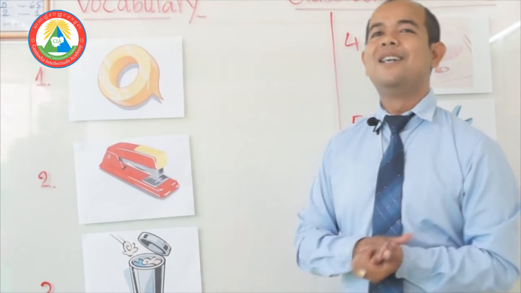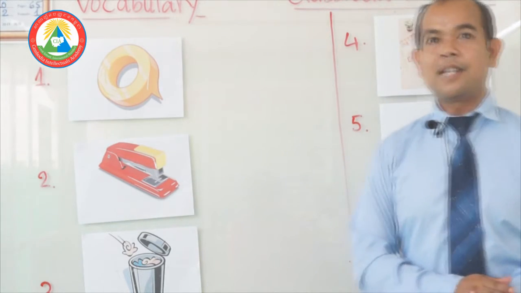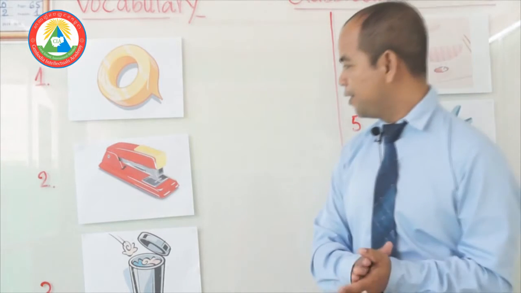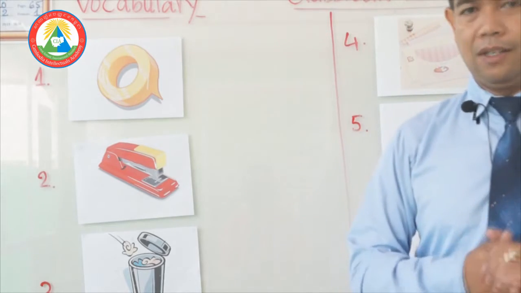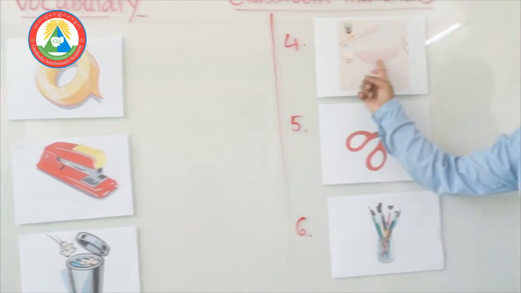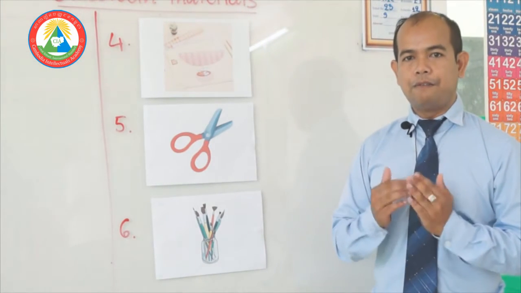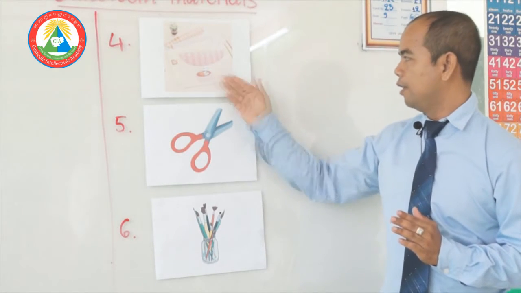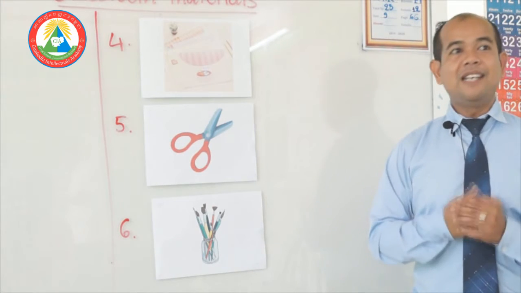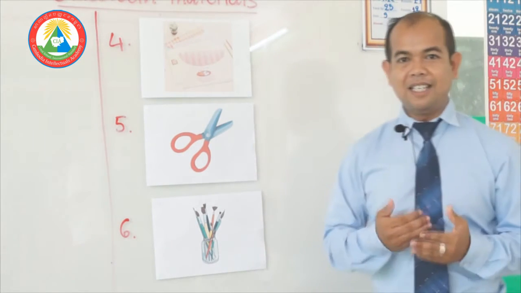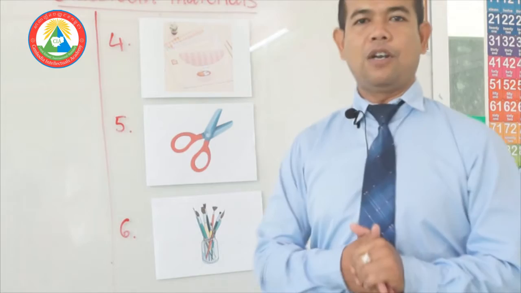Scotch tape. And the second picture, stapler. And the third picture, trash bin. And moving on to the fourth picture, plastic folder. The next picture, picture number five, scissors. And the last picture, paintbrush.